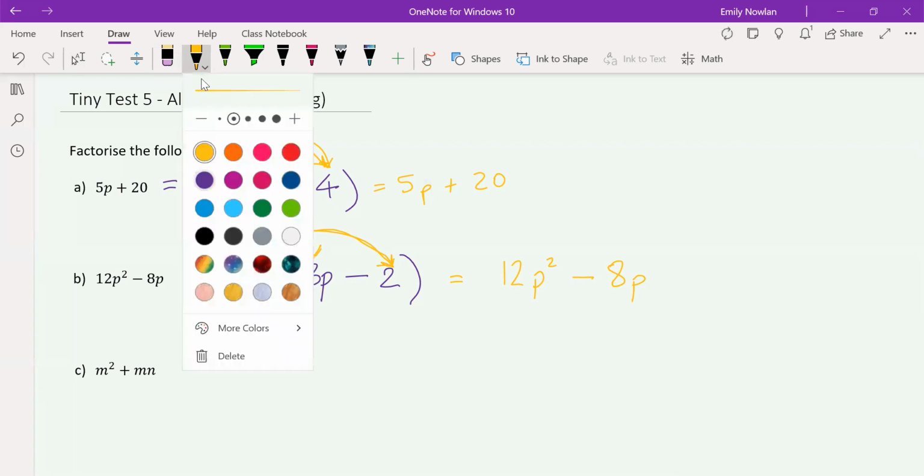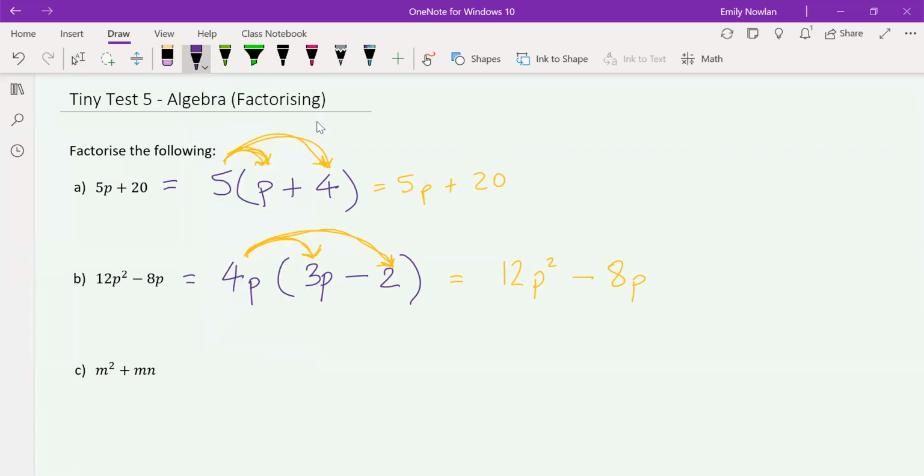Okay, last one. This one's a bit different, there's no numbers. I've got an m squared and I've got an mn. What does that mean? M squared is m times m. Mn is m times n. Okay, so there's an m in both of them. So m is the highest common factor in this case. So we take the m out the front.